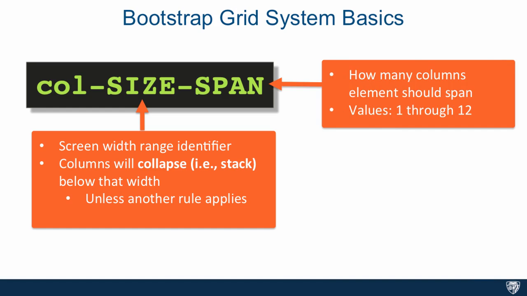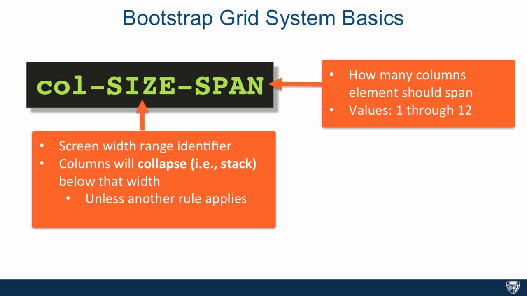The values are from 1 to 12. I've mentioned many times that Bootstrap is a 12-column grid layout. What that means is the columns add up to 12, so if you specify, let's say, 4, 4, and 4, that will add up to 12.